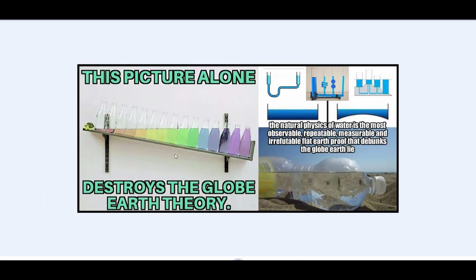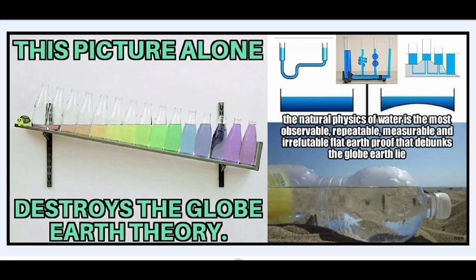This picture alone destroys the globe earth theory. Water seeks its level. The natural physics of water is the most observable, repeatable, measurable, and irrefutable flat earth proof that debunks the globe earth lie.